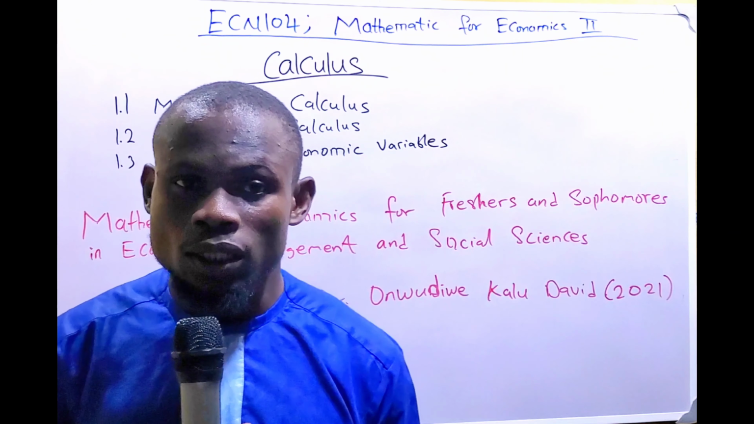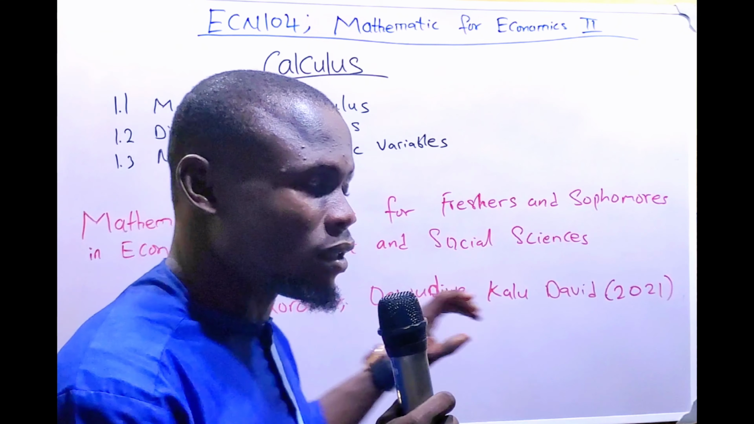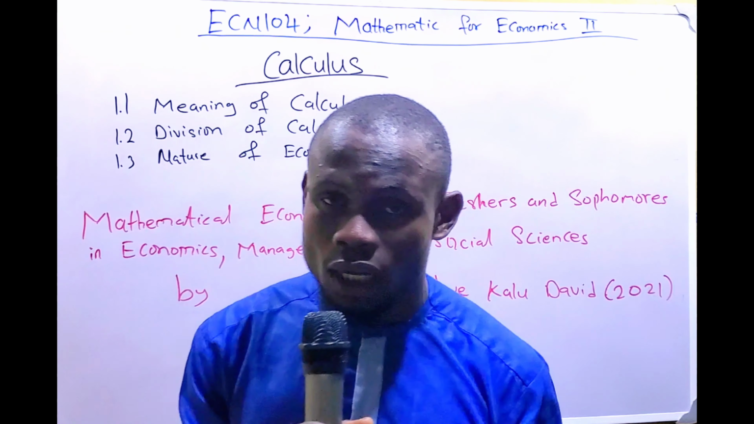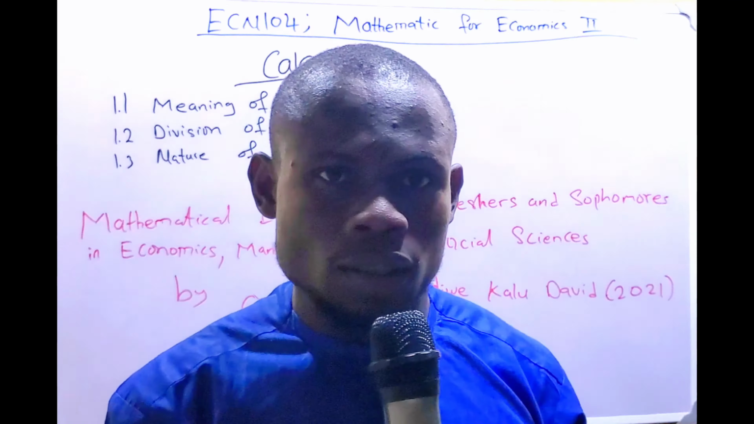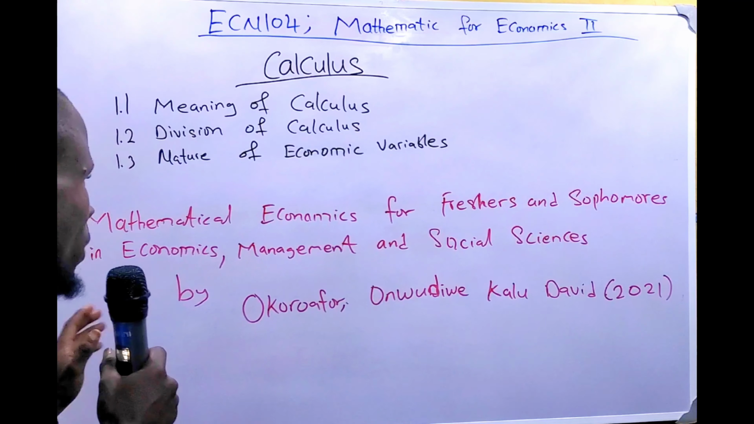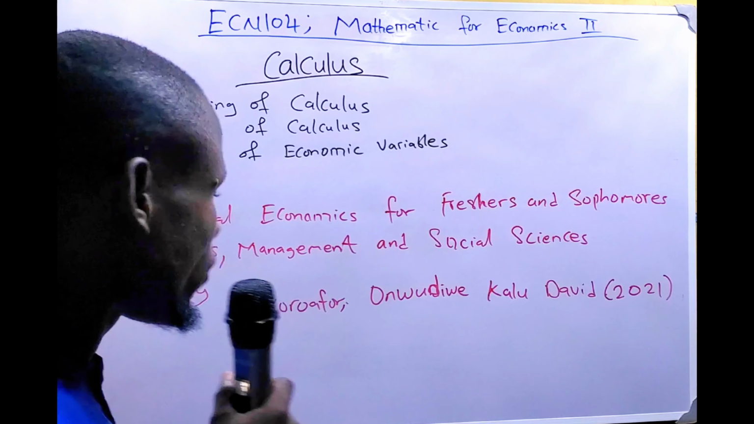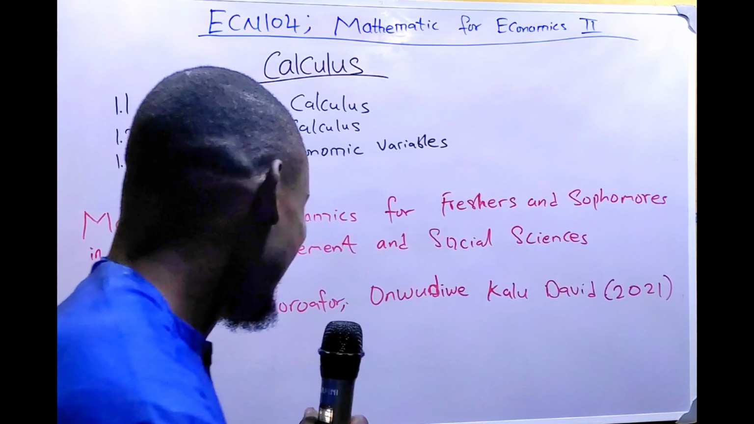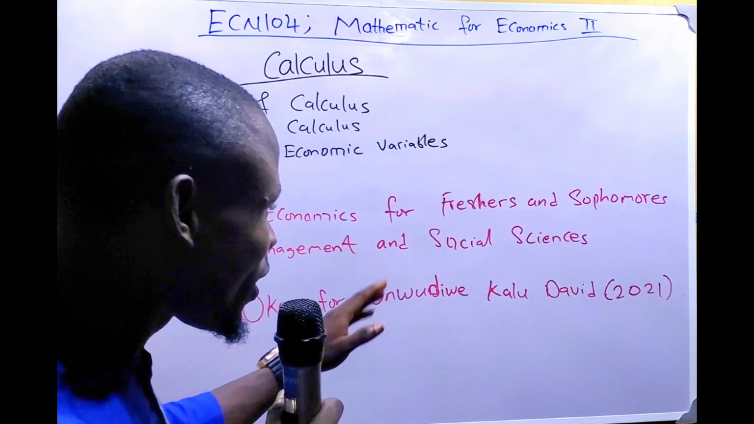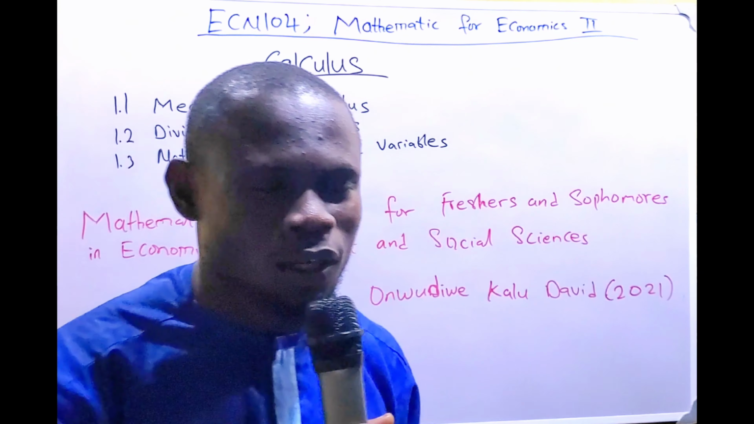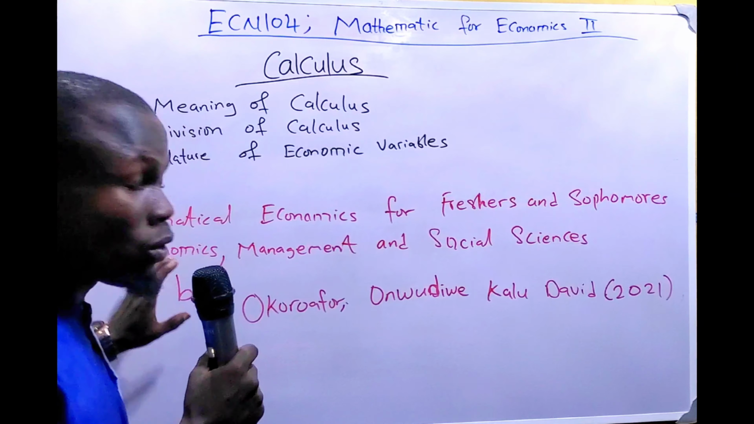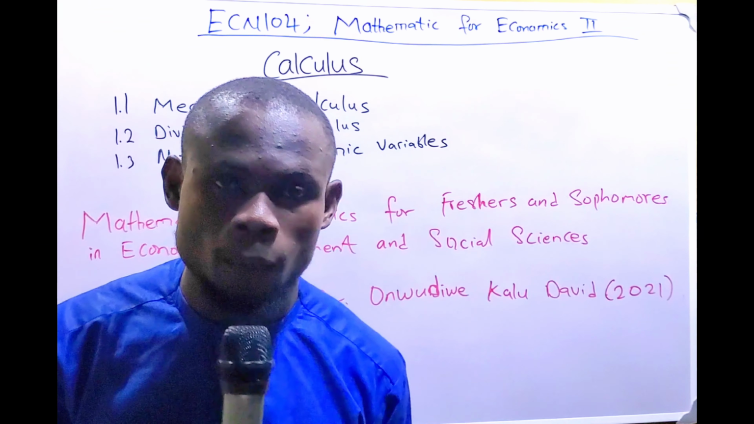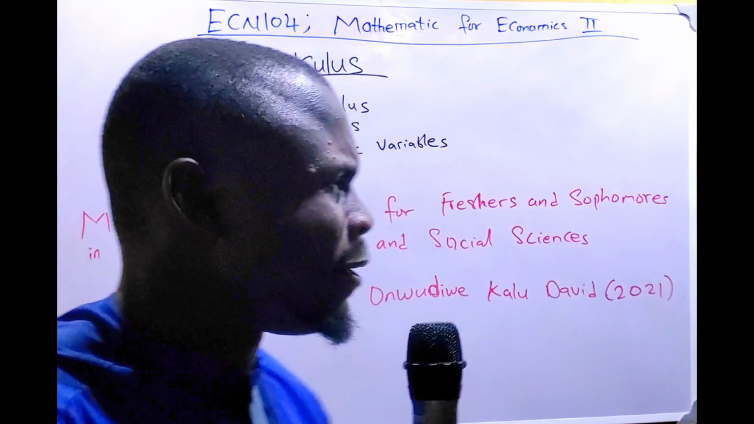For every student out there, especially students from the University of Abuja and economics students in Nigeria, the recommended text is Mathematical Economics for Freshers and Sophomores in Economics, Management and Social Science by Okorafor Undwekalu David, copyright 2021. Get this text, and it will actually make this course very, very easy for you.